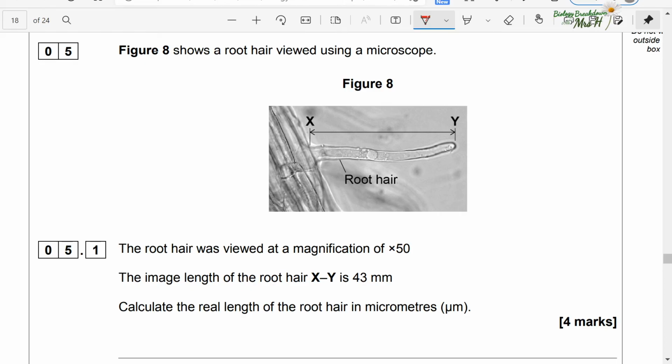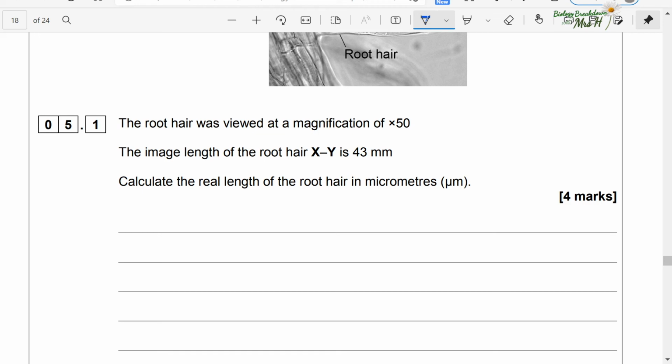Figure 8 shows a root hair viewed using a microscope. The root hair was viewed at a magnification of times 50. The image length of the root hair X to Y is 43 millimeters. Calculate the real length of the root hair in micrometers.